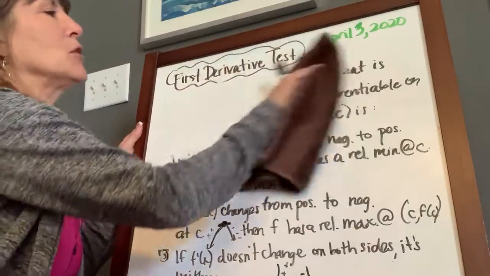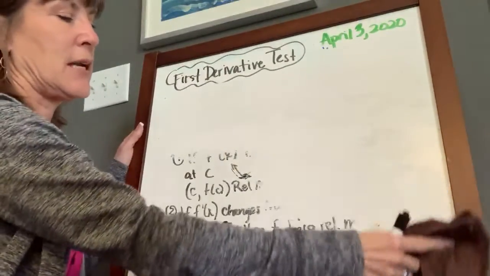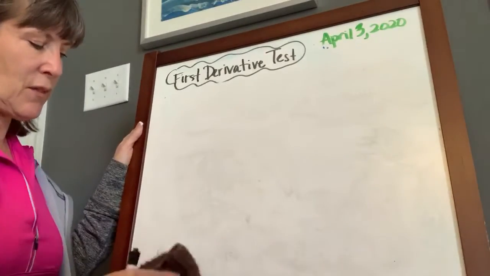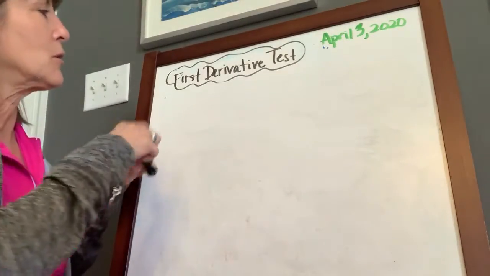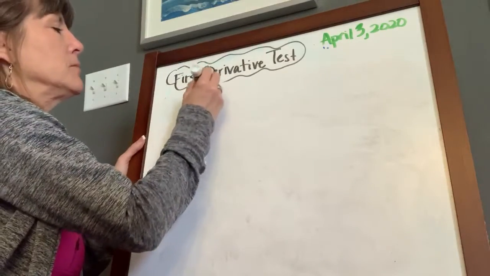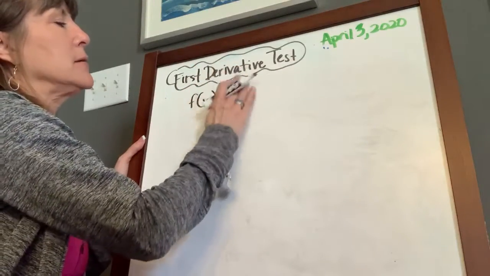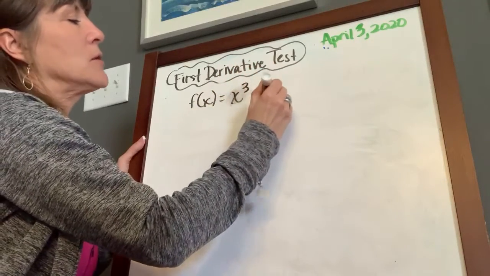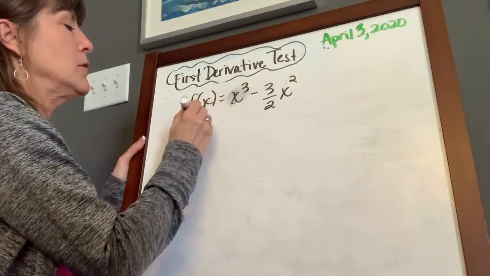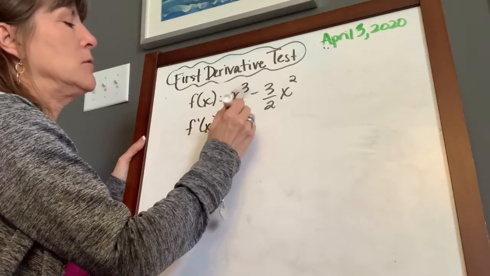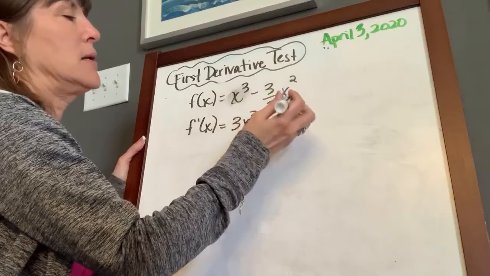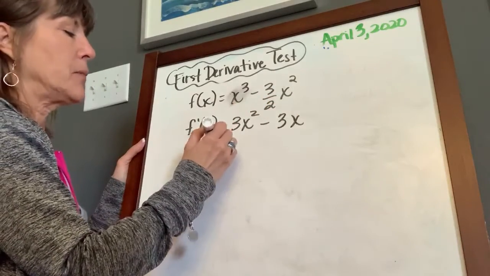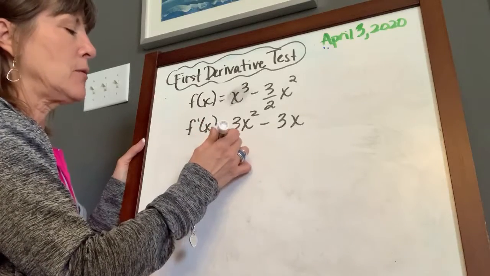If you remember, the original function was f of x equals x cubed minus 3/2 x squared. We took the derivative of that and we set it equal to 0, and we got our critical points. I'm not going to do all that. Sorry about that. I'm just going to recap here. That was our original function. Our derivative was 3x squared minus 3x. We got two critical points, x equals 1 and x equals 0.